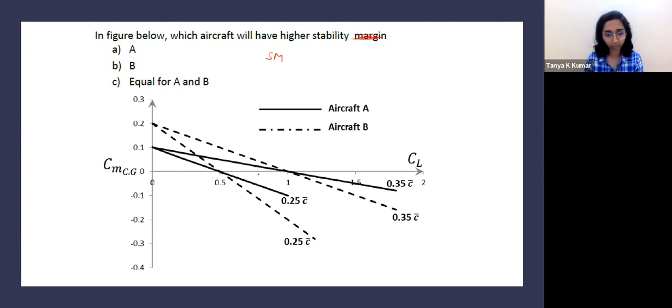So if you just consider 0.25 C and 0.35 C, for 0.25 C, B aircraft has a steeper slope. For 0.35 C, also the B aircraft has a steeper slope. Correct? So aircraft B is more stable, has higher stability, as far as longitudinal static stability is concerned. Higher the slope, higher the stability. So aircraft B is having higher stability. Okay.